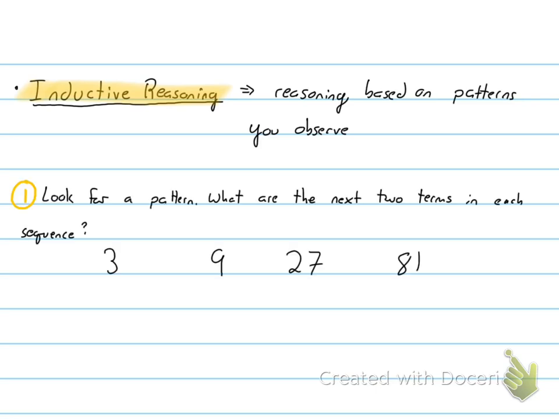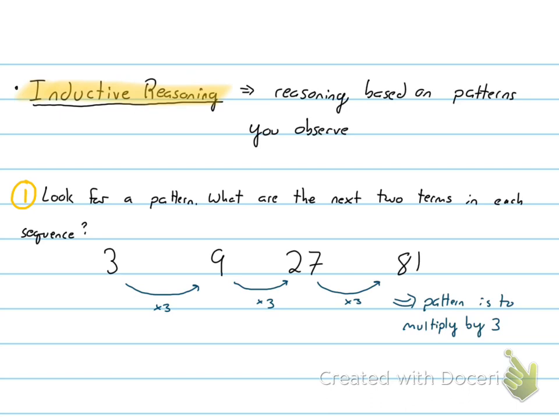So in example number 1, I'm looking at these numbers here and I want to look for a pattern. And using that pattern, I want to predict the next two terms of the sequence. I'm going from 3 to 9 to 27 to 81. Going from 3 to 9, I can multiply by 3. Going from 9 to 27, I multiply by 3 again. And to get from 27 to 81, I'm again multiplying by 3.